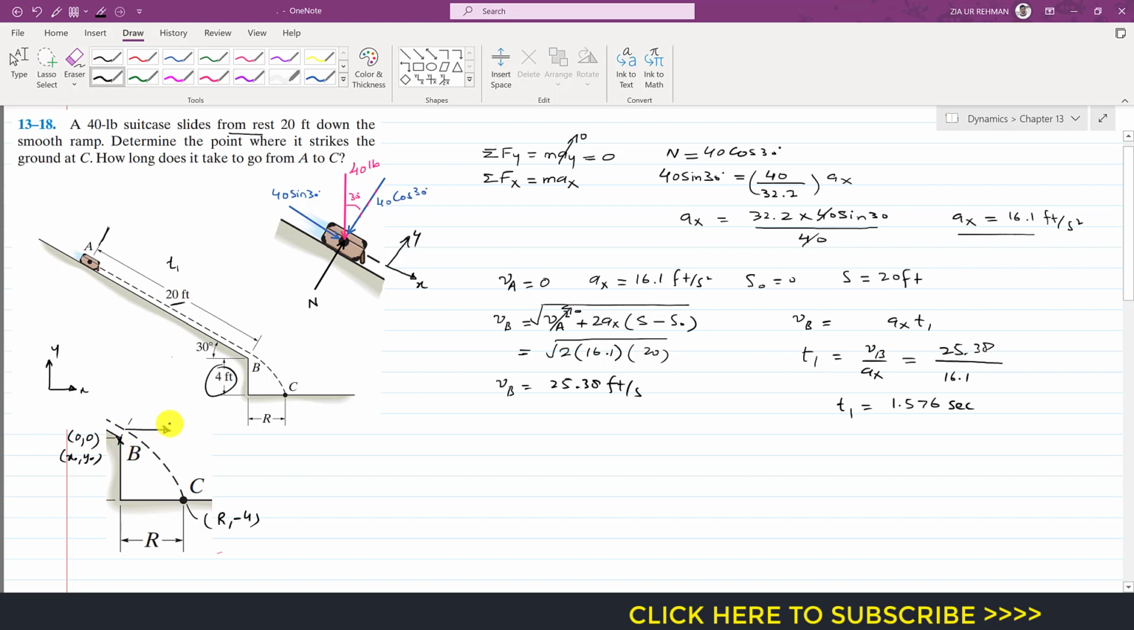So here the velocity will have one component, the Vbx component, and another component, the Vby component, right. As we know, in projectile motion the horizontal component of the velocity remains constant, right. So we can say that x minus x naught will be equal to Vbx into t.